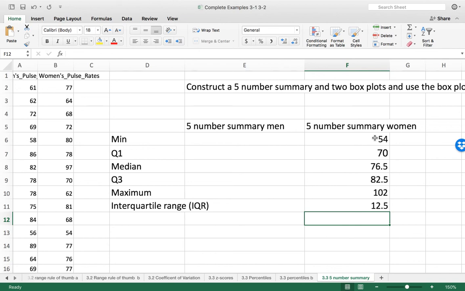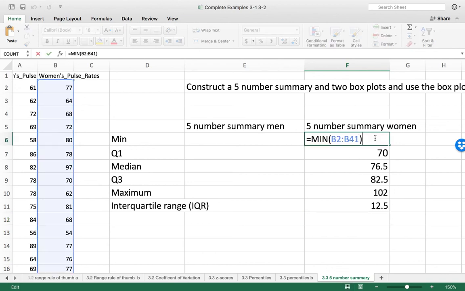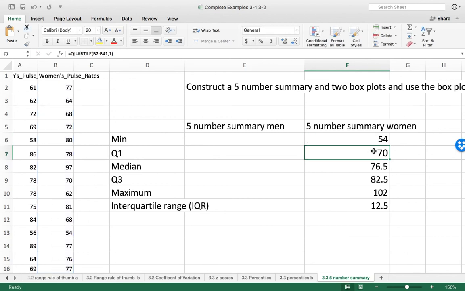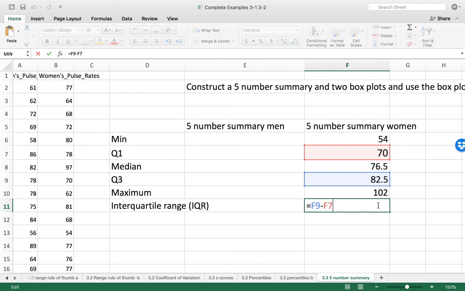I went ahead and found them for the women. Here's the minimum for the women in this list. The first quartile was at 70. The median for women, 76.5. Q3, the maximum. And then the interquartile range was just Q3 minus Q1.